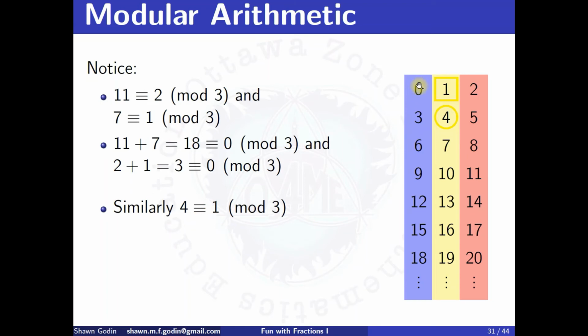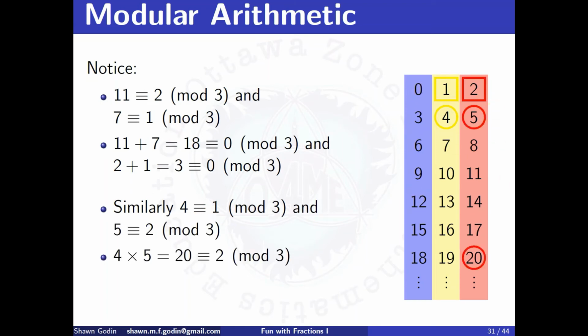Similarly, 4 and 1 are congruent, 5 and 2 are congruent. And if I multiply them, I get 20, which is congruent to 2. But if I multiply the things in the column, 1 and 2, it's congruent to 2 as well. And what that means is, when we're dealing with our operations, addition, subtraction, multiplication, (division's a little bit dicier, we won't get into that), we can deal with the reduced values.